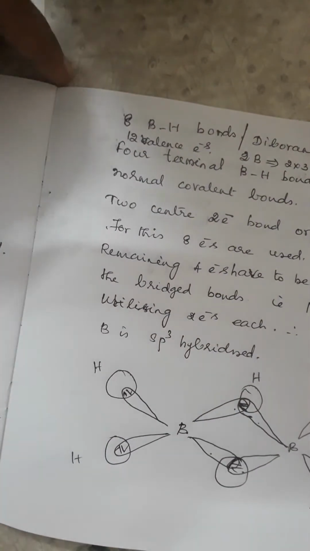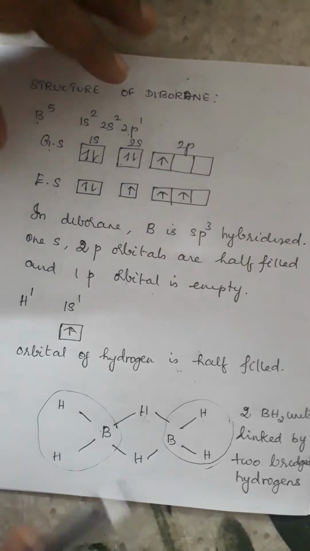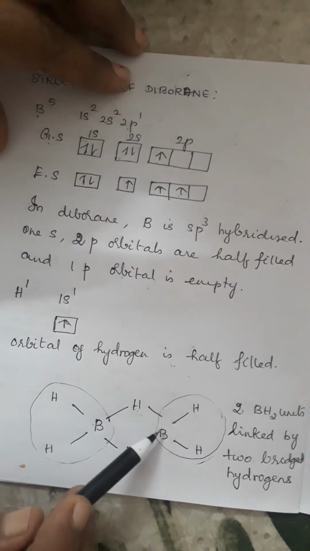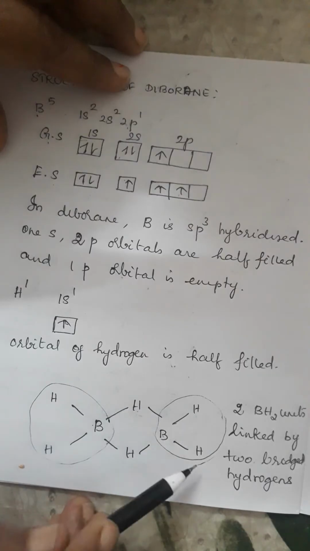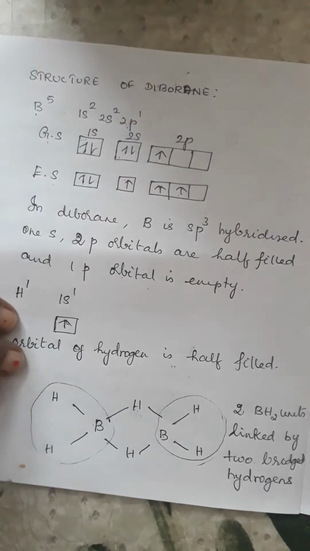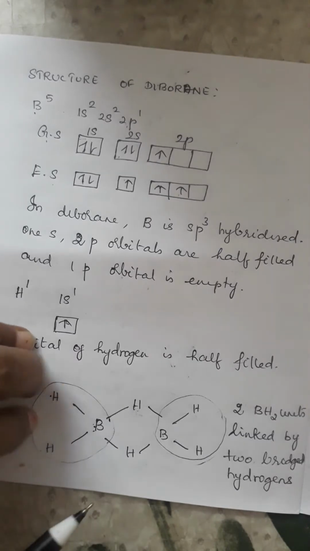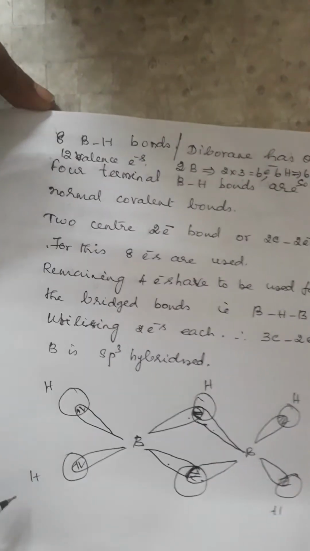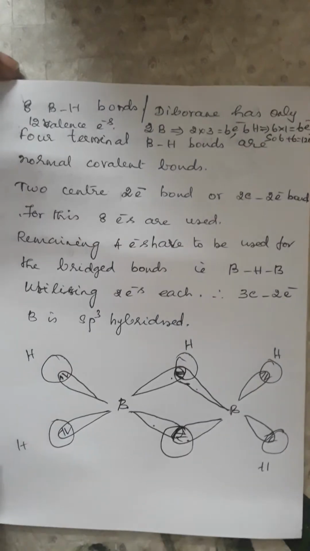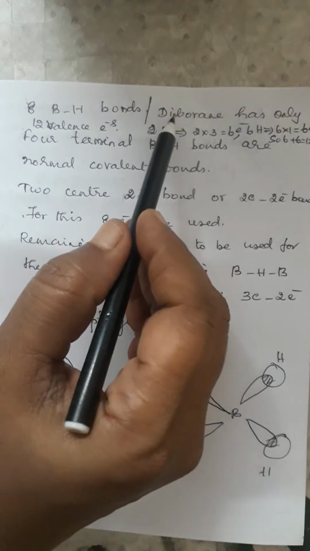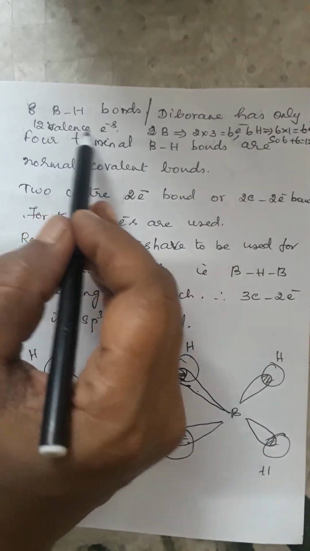Then we can see 1, 2, 3, 4, 5, 6, 7, 8. Therefore, there are 8 BH bonds. 8 BH bonds are there. Here diborane has only 12 valence electrons.